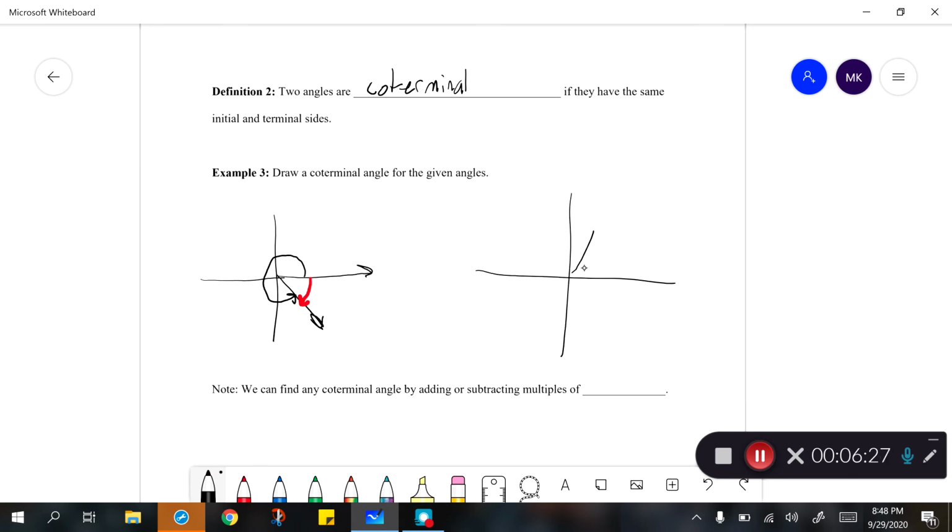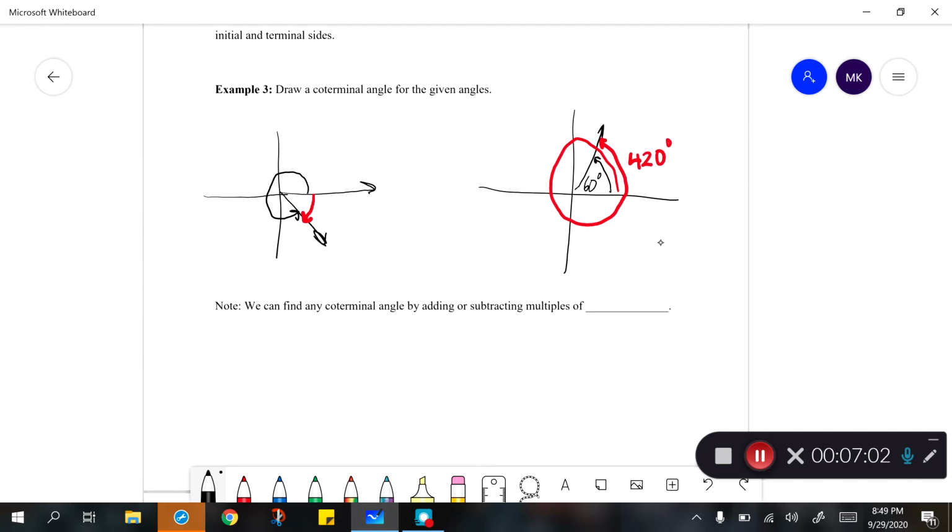What if I'm looking at something like this? So this is 60 degrees, okay? But what about this angle? That angle is 420 degrees, right? Because what we did is we went one full revolution around, and then we went another 60 degrees. So if one full revolution is 360 degrees, and then I go 60 more, we end up at 420 degrees. So what's cool is we can find any coterminal angles simply by adding or subtracting a multiple of 360 degrees.